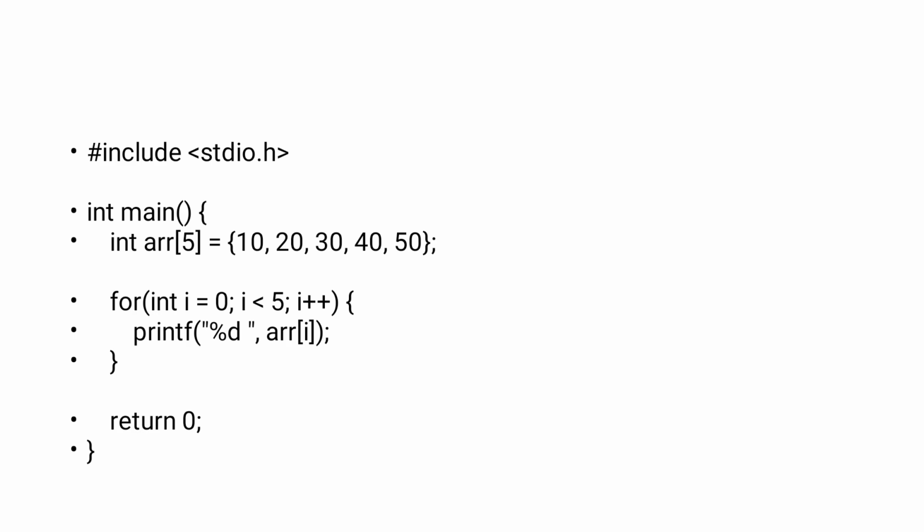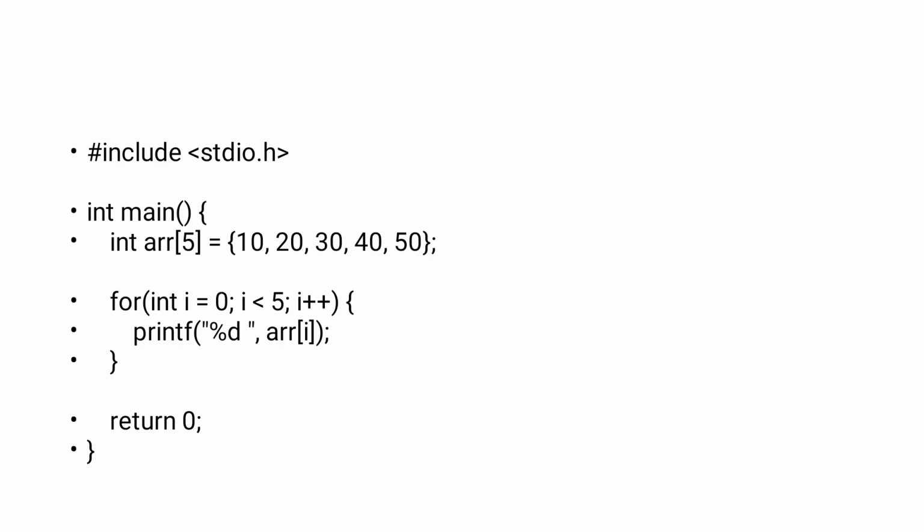Now we are going to print all the values. For this I am using one for loop, for int i equal to 0, i less than 5, i plus plus condition. This loop is for 5 variables, and inside that loop I am printing all my values. So printf %d, this is integer data type, so we have to use the format specifier %d, comma array of i. So if my i equal to 0, array of 0 will be printed.